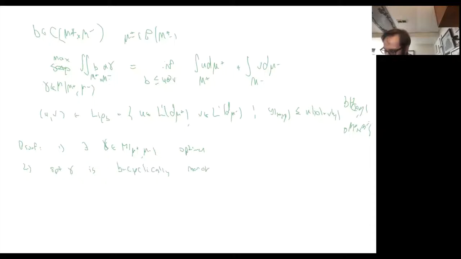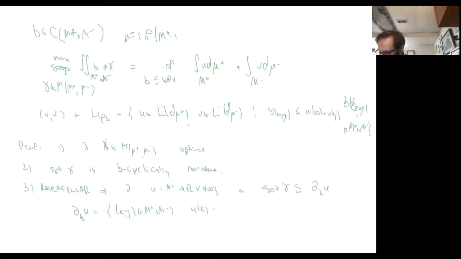And the third step of the proof is that then it follows from the Rockafellar-Rochet theorem that there is a function u, which takes M plus into the reals, possibly taking infinity as a value at some points, such that the support of gamma is contained in the b-subdifferential of u, where the b-subdifferential is basically the set of points x and y such that u at any point z is bigger than u of x plus b of z,y minus b of x,y for all z.